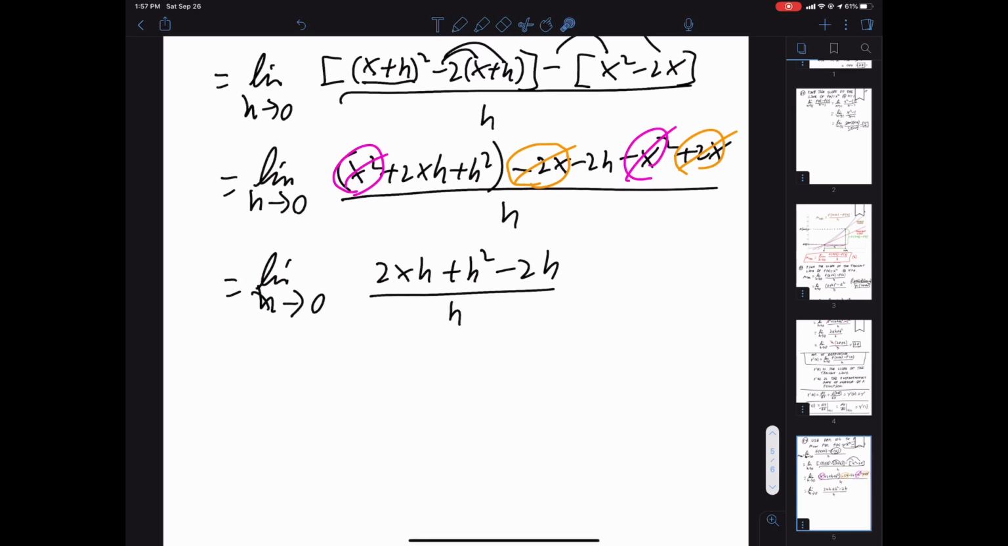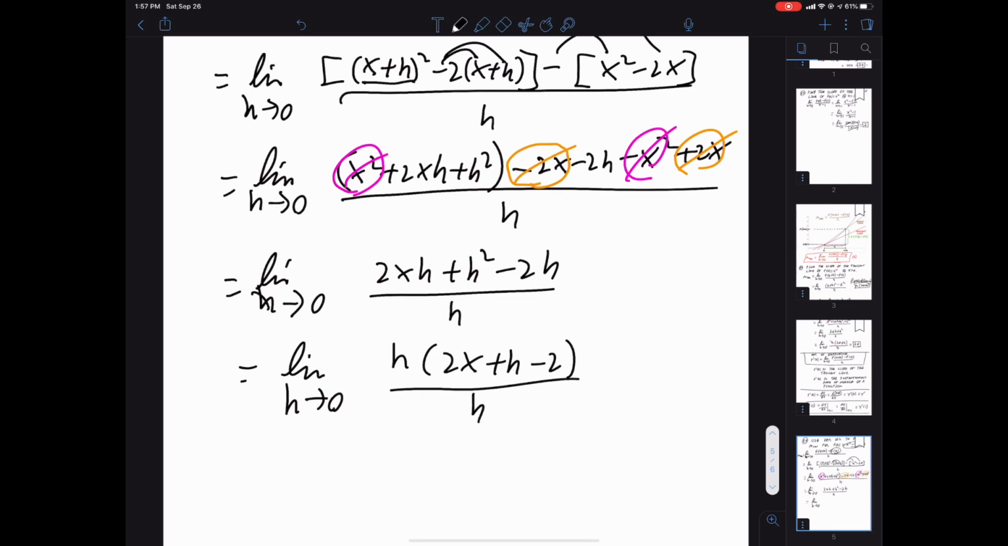And sadly, when we plug in h equals 0, we get 0 over 0. Does that sound familiar? Indeterminate? So we're going to factor and cancel. And fortunately, the top terms all have a common factor. If you look, they all have an h. So we're going to take that h out. And that's going to be awesome because you're going to see the h's are now going to cancel. Beautiful.